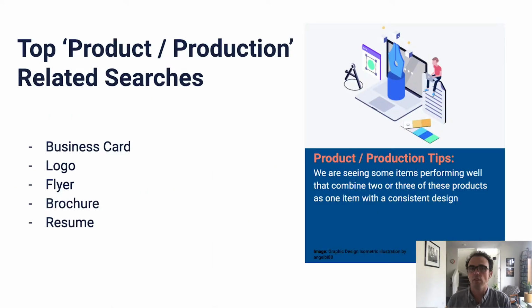Product and production related searches, or people searching for a specific type of end use or project, is the number one way that people are looking for content within the graphic template space. And these are the top 5 types of productions that our customers are searching for. They're wanting to make business cards, logos, flyers, brochures, or resumes.